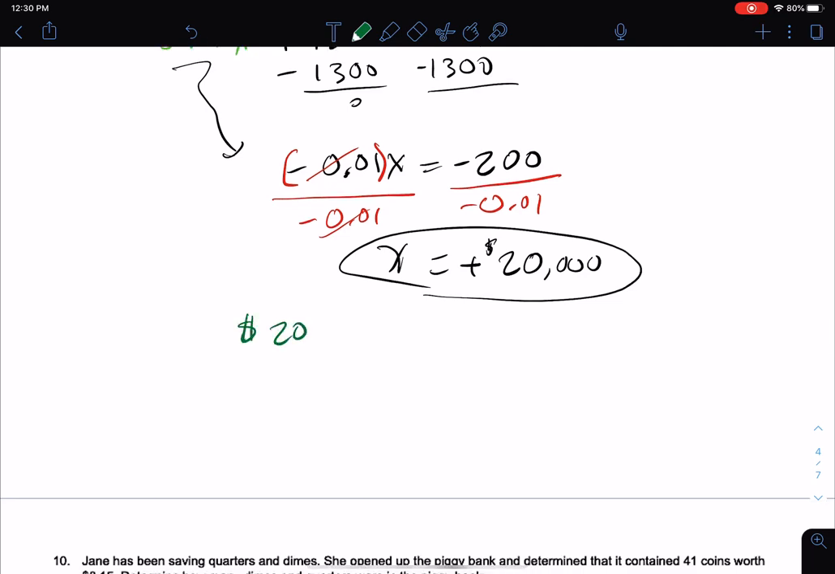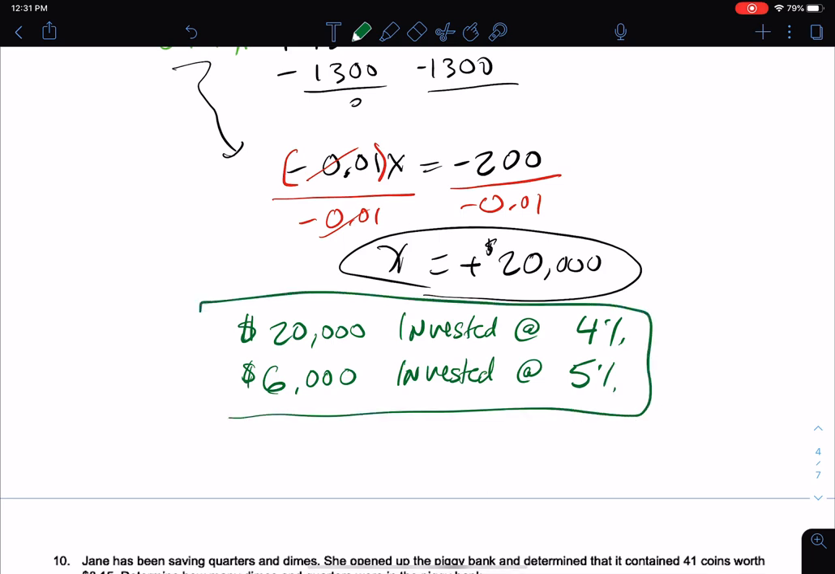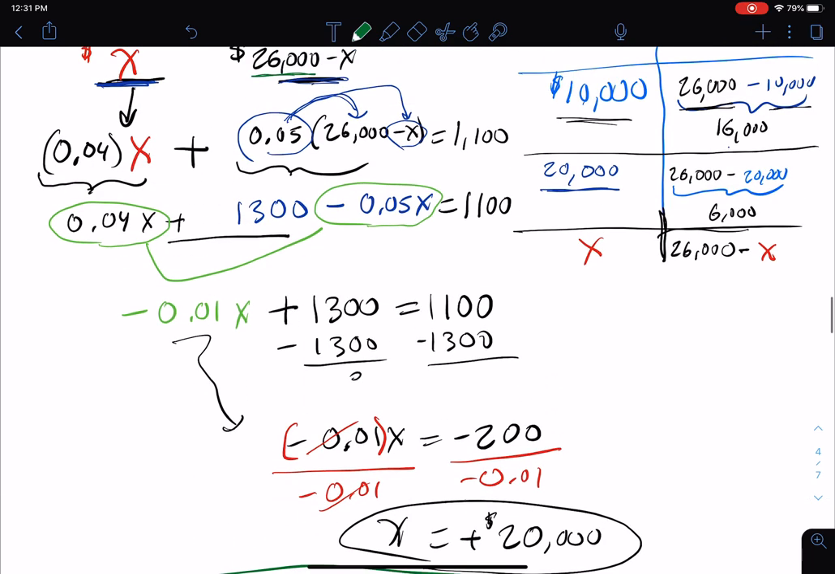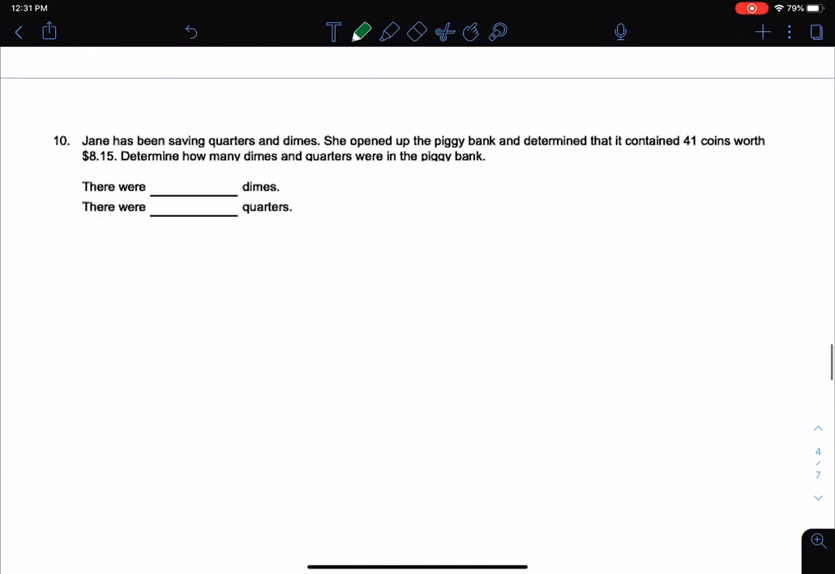It means we're going to have $20,000 invested at 4% and $6,000 invested at 5%. She would have invested, up here I'll just answer it in the problem, $20,000 at 4% and $6,000 at 5%. This is simple interest. All right, let's move on to the next problem.